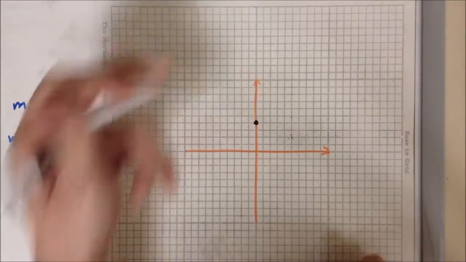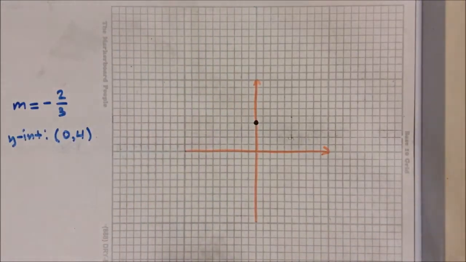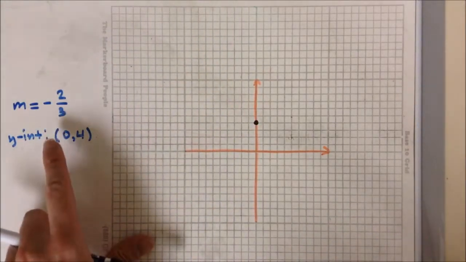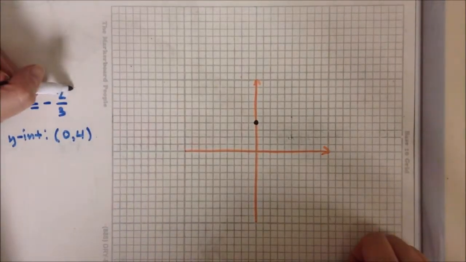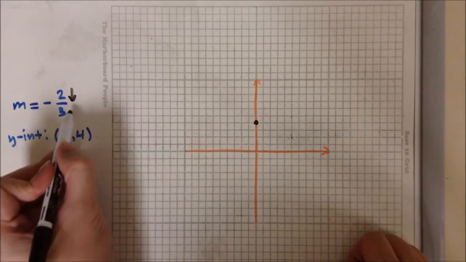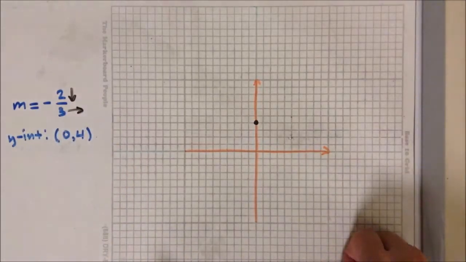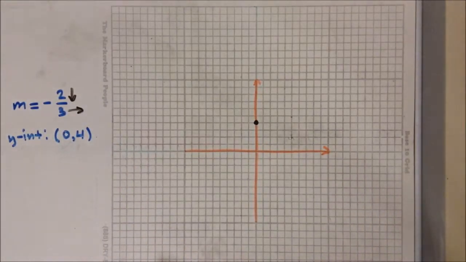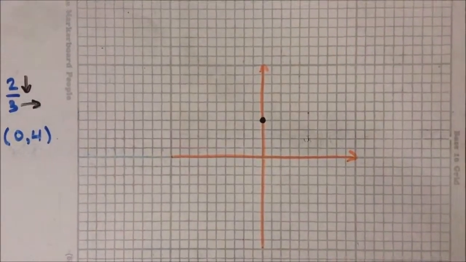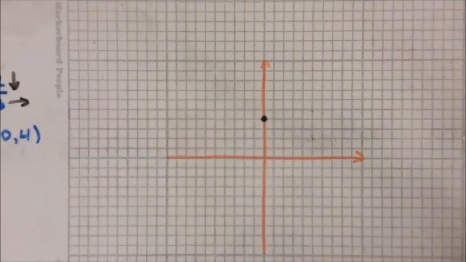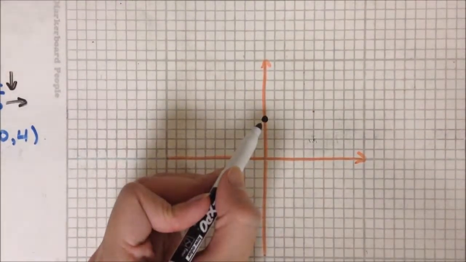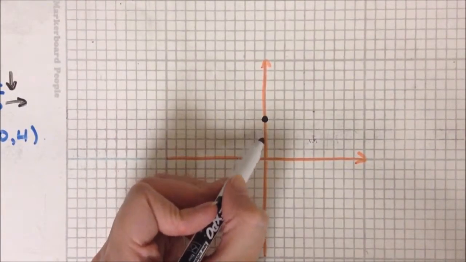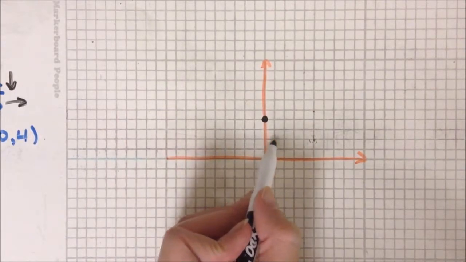This is my y-intercept. Now looking at my slope, since it's negative 3 over 2, that means for my numerator I'm going to go down, and for my denominator I'm going to go to the right. Using our slope, I'm going to go down 2 and then right 3. Starting from here, I'm going to go down 2, 1, 2, and then right 3, 1, 2, 3.